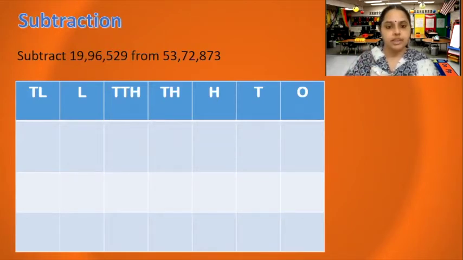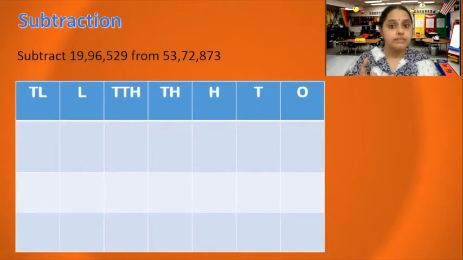So let us try to place the number according to the place value. We will write first 53 lakhs 72,873. So how do we write in addition? We write it according to the place value, isn't it?